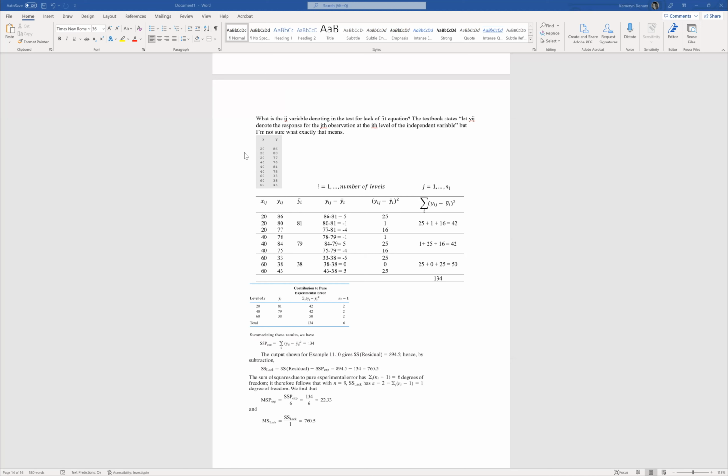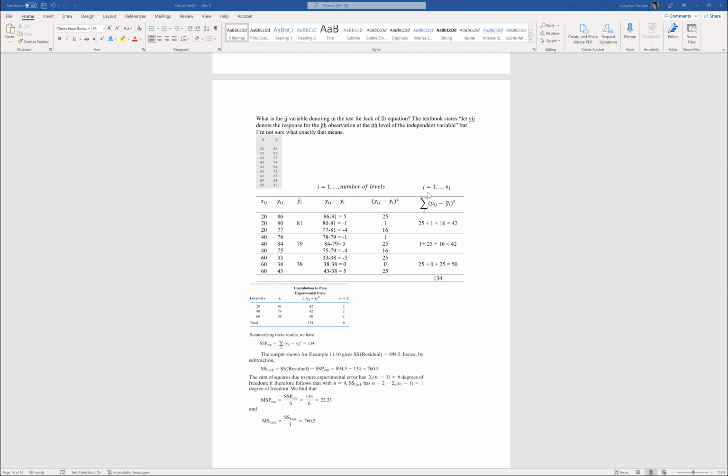So suppose we have this data x and y that has 20, 20, 20, 40, 40, 40, 60, 60, 60. So i is going to note the number of levels in the independent variable. i could range from 1 up to the number of levels. So in this case, we have 3 levels of x. We have 20, we have 40, and we have 60. That makes 3 levels. So i ranges from 1 to 3 in this case.